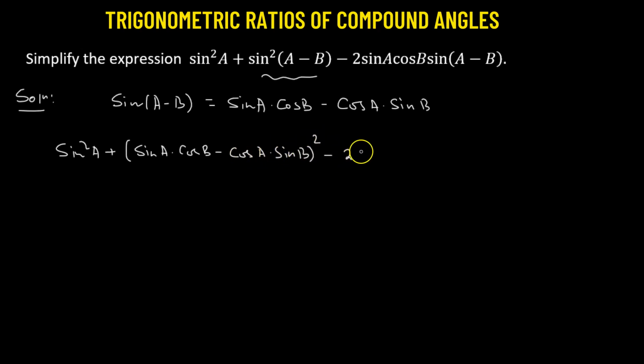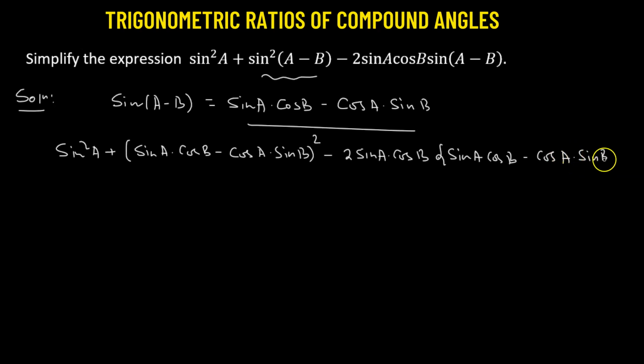Then we have negative 2 times sine a times cosine b multiplied by sine of a minus b. So we're going to replace it with the expression for sine of a minus b, which is sine of a times cosine of b minus cosine of a multiplied by sine of angle b. Fine. Let's further simplify.